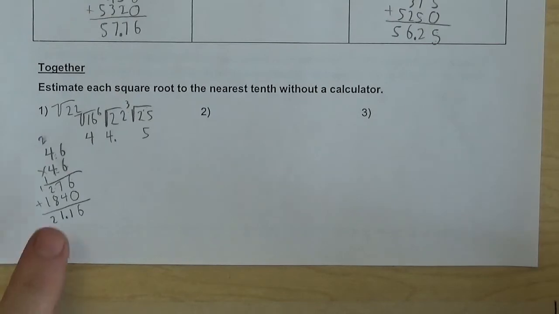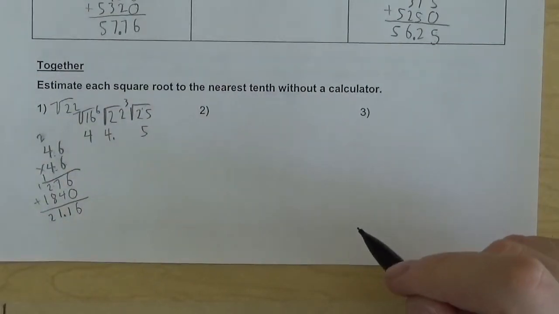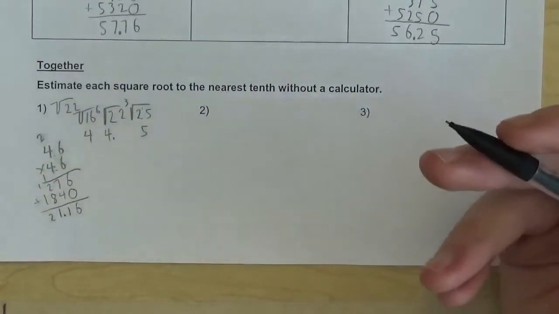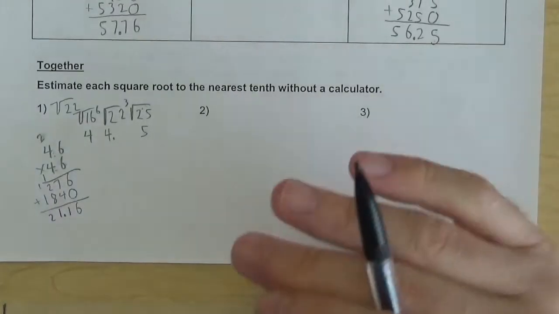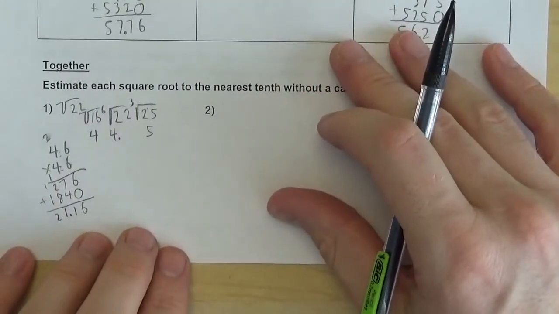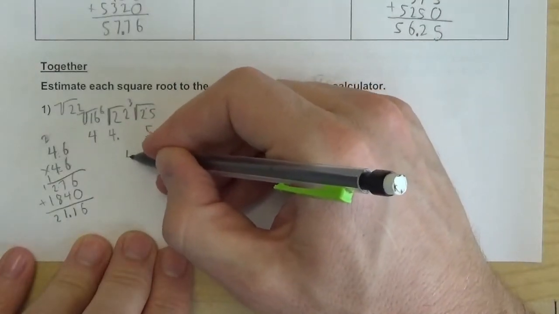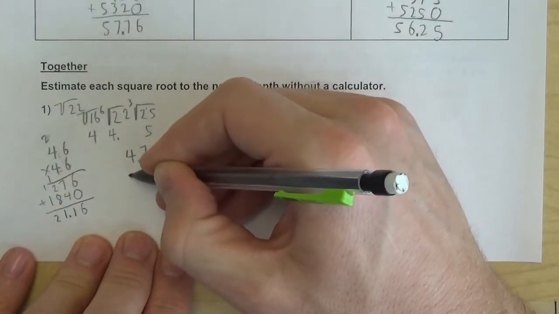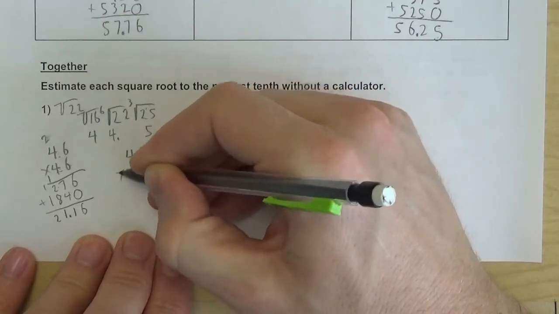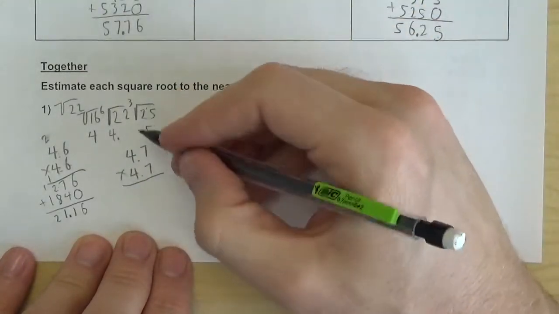But it's a little short of 22, so we might want to move it up, and it's not so close that we can say we're done. Sometimes, after just one guess, you can say that's close enough. I think we've got it. But on this one, I don't think we are. So we're going to go ahead and try 4.7. Let's see how close we get to 22 with this.